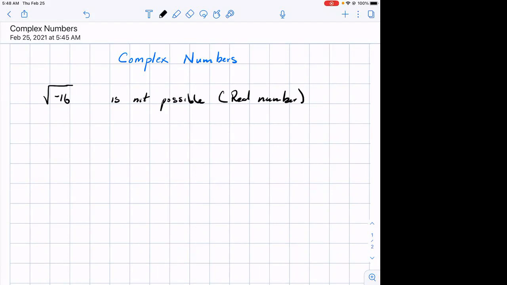However, with what we're about to learn today, we will see that we can work with this by introducing what are called complex numbers. In addition, if you look at the equation x squared is equal to negative 25, we say this has no real number solution.